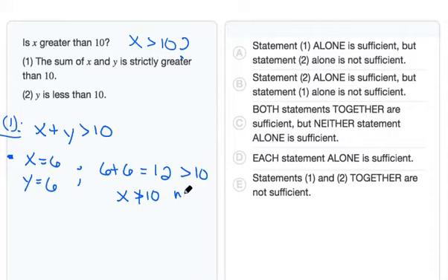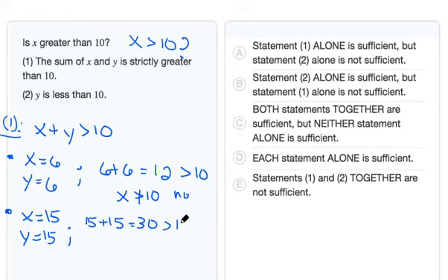But that doesn't mean that for all x's, this answer would be no. So let's consider another case. What if x is equal to 15, and say y is equal to 15? In this case, our statement is satisfied. 15 plus 15 would equal 30, and that is greater than 10. So the question would then ask us, is x greater than 10? So in this case, yes, x is greater than 10.